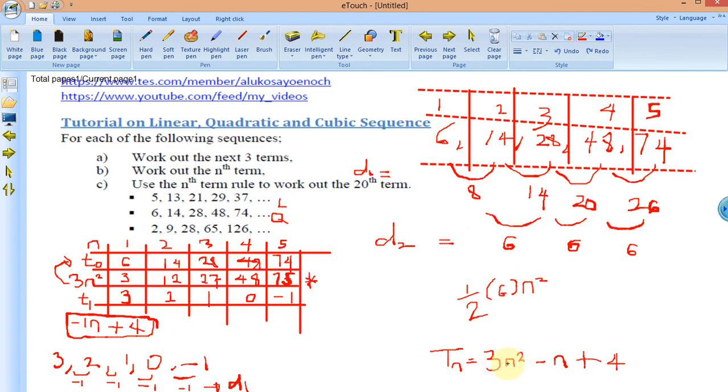Okay, so 3 times 1 is 3. 3 minus 1, that is 2. 2 plus 4, that is 6. So we generate the first term. Let's see if the second term will give us 14.